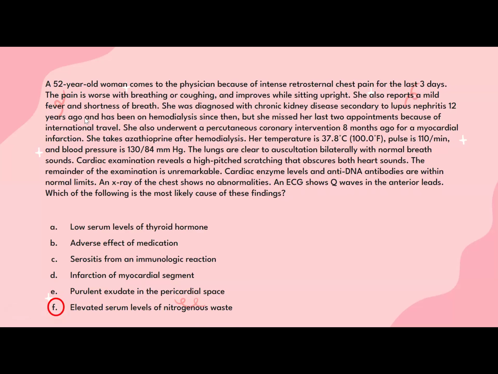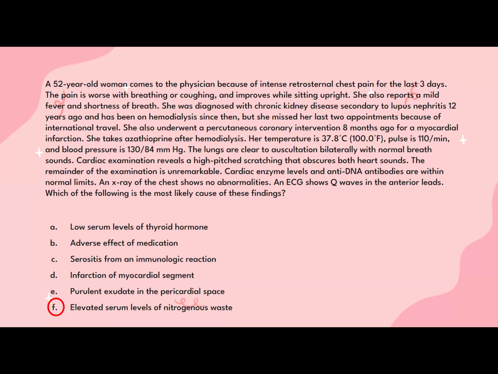She hasn't had dialysis for the past 2 sessions, okay? And we're assuming that the nitrogenous waste in her body has built up. The urea, the creatinine has built up. Now, the heart condition that she is presenting with, the fact that the pain is worse with breathing or coughing, so it's pleuritic in nature, it's improving while you sit upright, and the fact that there's high-pitched scratching sounds, all of this is pointing towards pericarditis. And we know that pericarditis can be caused by uremia. The moment that your urea levels are high in your blood, uremic pericarditis is one of the things that can occur, right?